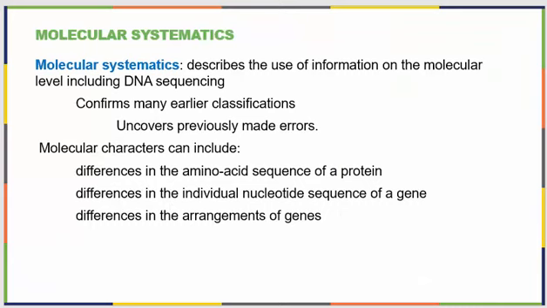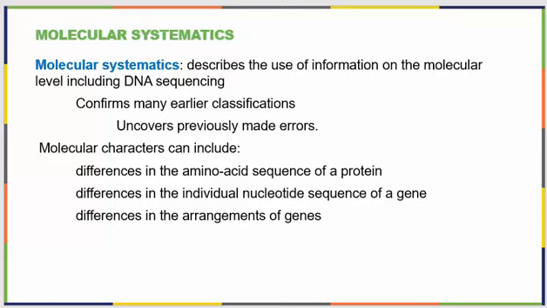Molecular systematics helps us to make some of these connections with a little more certainty than before. So molecular systematics uses information on the molecular level, including DNA sequencing and protein sequencing. It's helped us do a few things. It's helped us to confirm some of our earlier assumptions, and we have actually had to admit some error. Scientists make error all the time, so we are uncovering some misconceptions and correcting what we used to think.